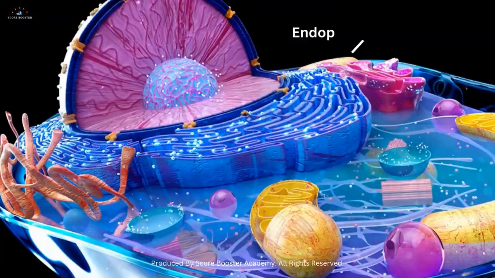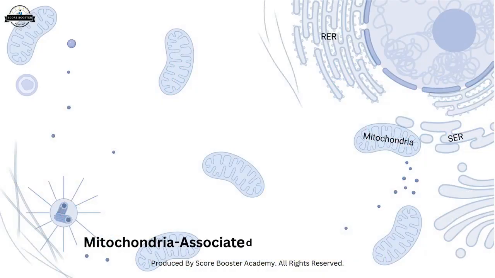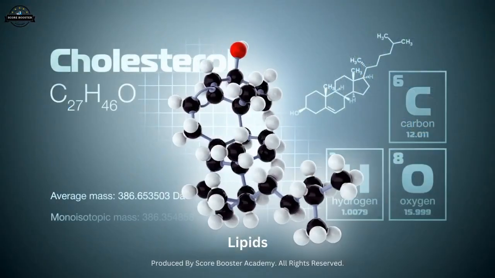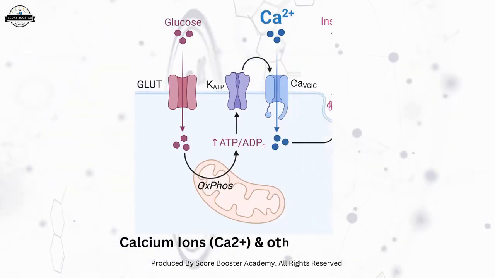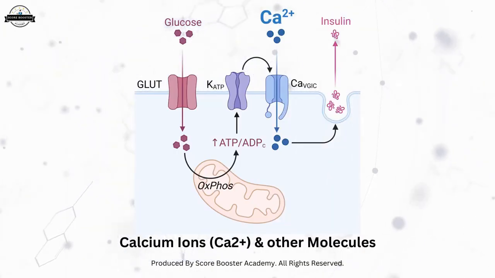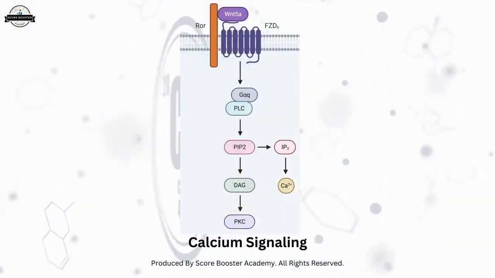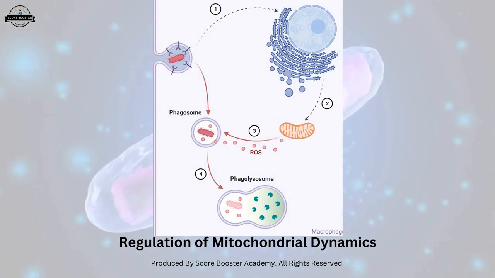Mitochondria and the endoplasmic reticulum form close associations called mitochondria-associated ER membranes, or MAMs. These contact sites allow for the exchange of lipids, calcium ions, and other molecules between the two organelles. MAMs play important roles in various cellular processes, including lipid metabolism, calcium signaling, and the regulation of mitochondrial dynamics.